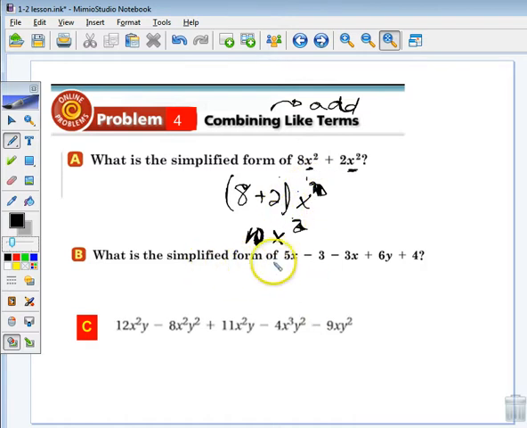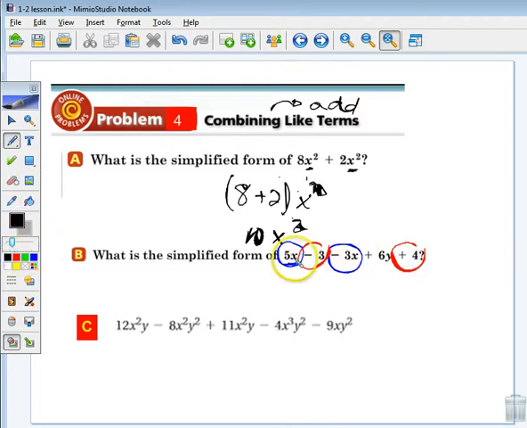Alright, so here we need to simplify this. Again, remember, we need to combine like terms. So this will be 5x and negative 3x will be the same thing. And then we have negative 3 and positive 4 will be the same thing. So this is how you guys will read them.